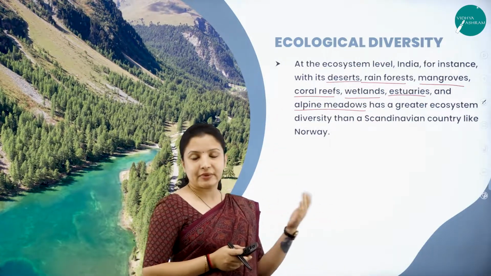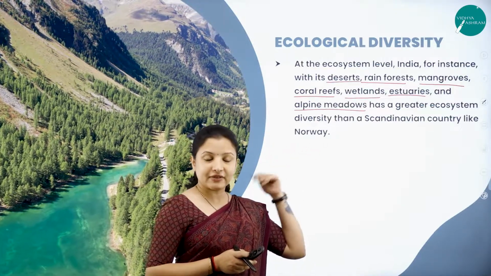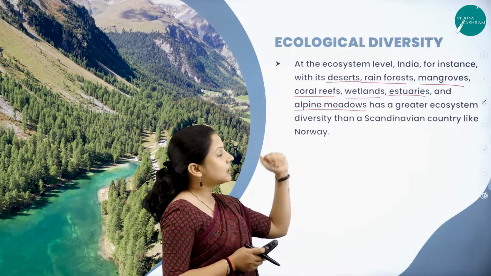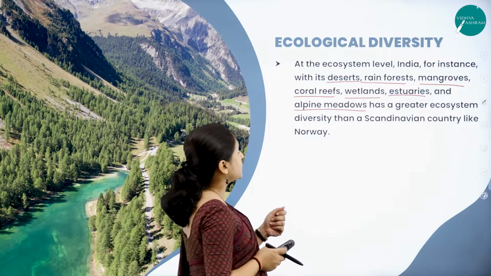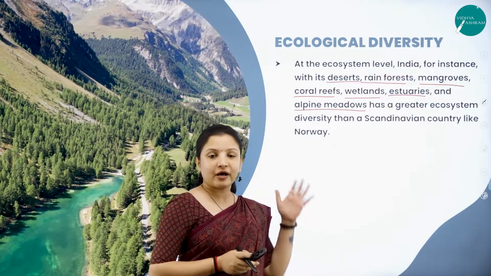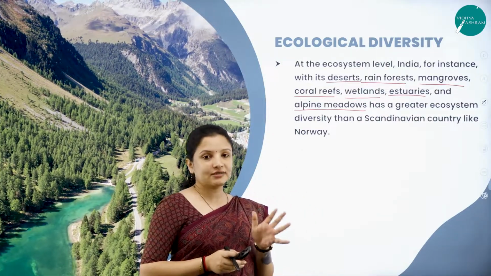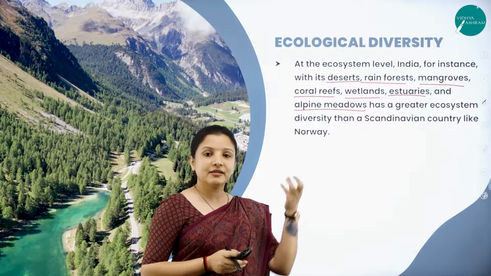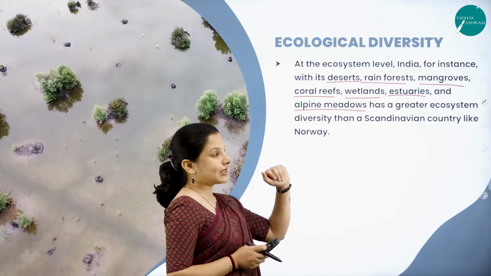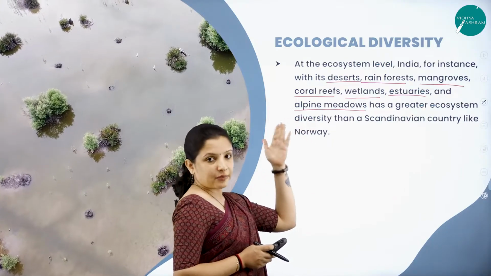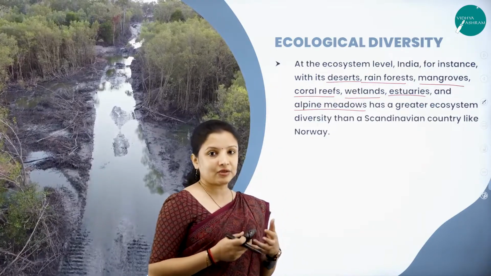Talking about the deserts, the best example is the Thar desert that is there in Rajasthan. Rainforests are there, that is, the Western Ghats are the best example for rainforests. Then mangroves, in the coastal area, Sundarbans is one of the best examples for mangroves here. Then coral reefs, in Andaman and Nicobar, you find coral reefs there. And a lot of wetlands, wherever the backwaters of the ocean are there, you get wetlands, and a lot of estuaries are also there, and grazing lands are also there. And as I told you, alpine meadows are found in the Himalayas. So we have a great variety of ecosystem diversity, right?